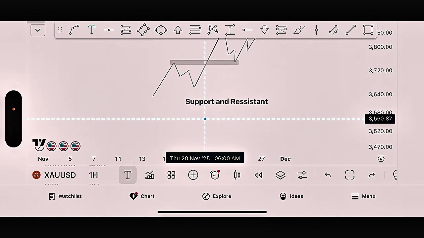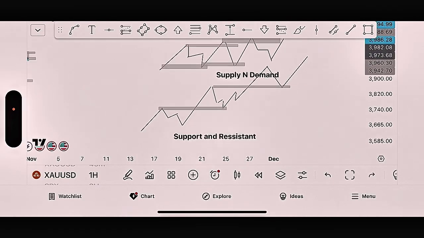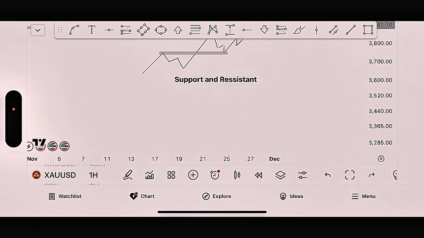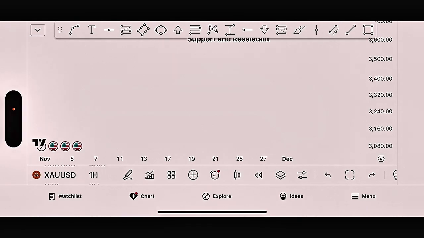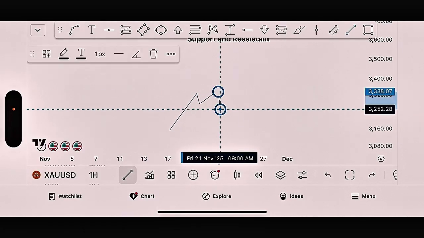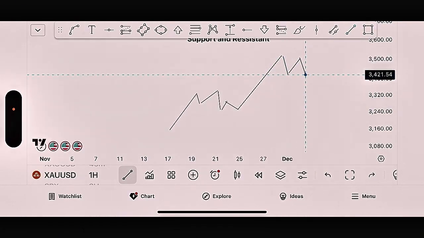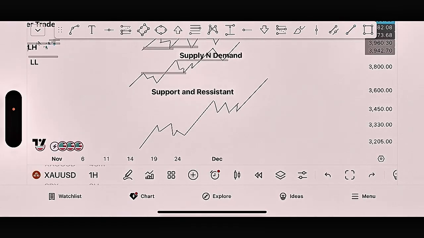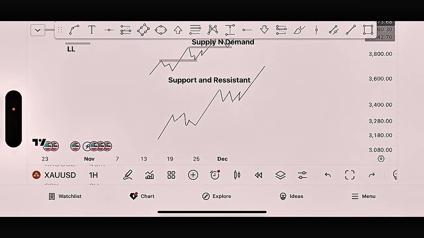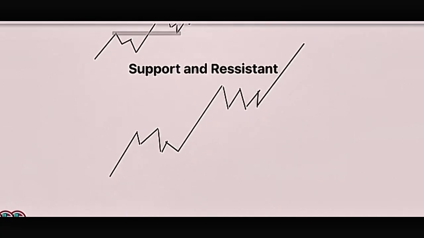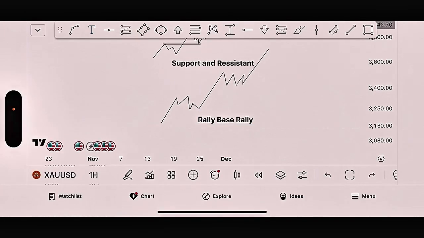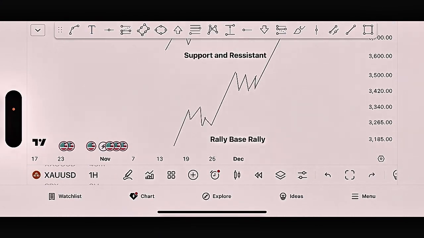Yeah, call this one support and resistance. Can you guys spot the difference now? So let's go for the last one, which is our rally base rally, because this is uptrend. It's not touching any support or any resistance. It's not supply and demand. It's not support and resistance. So these are the three types of trends you guys have to look for.